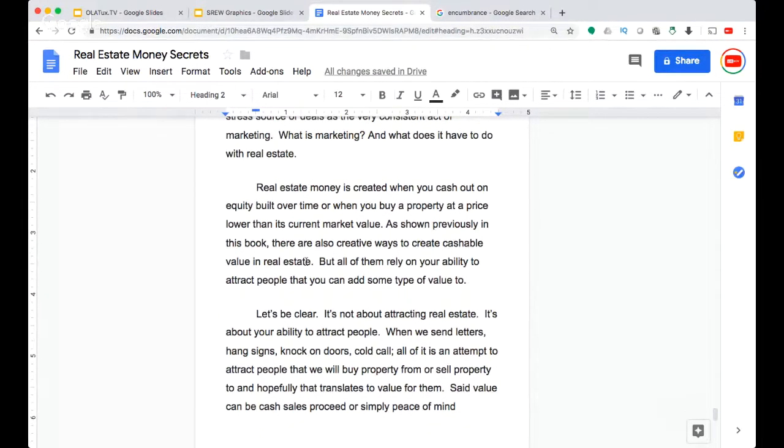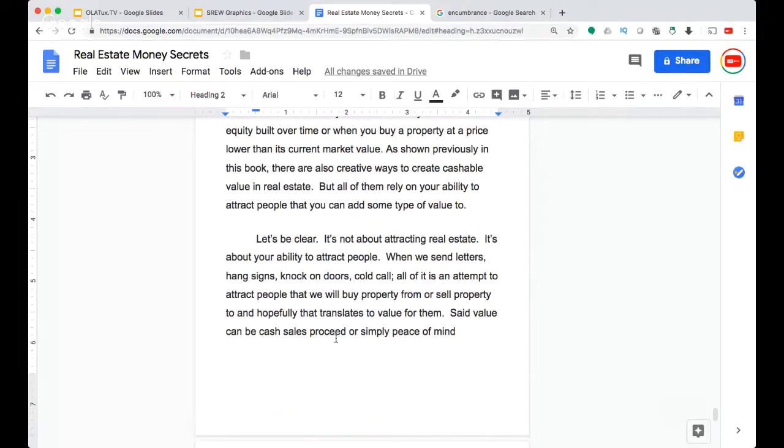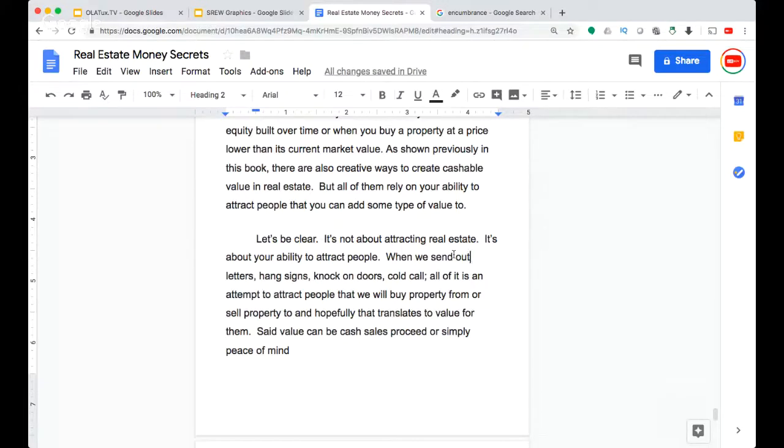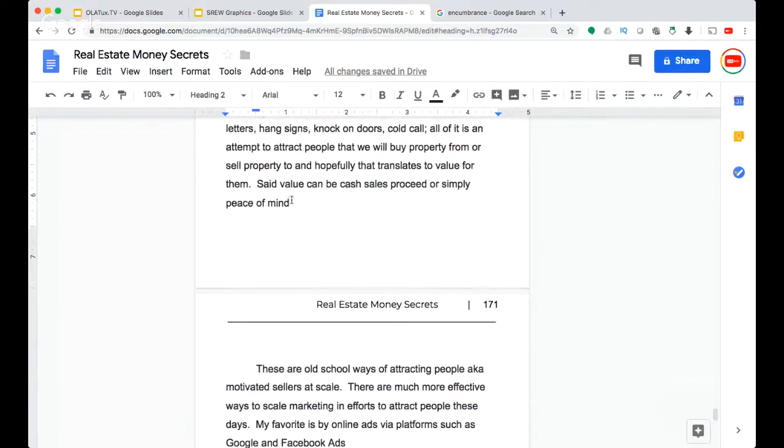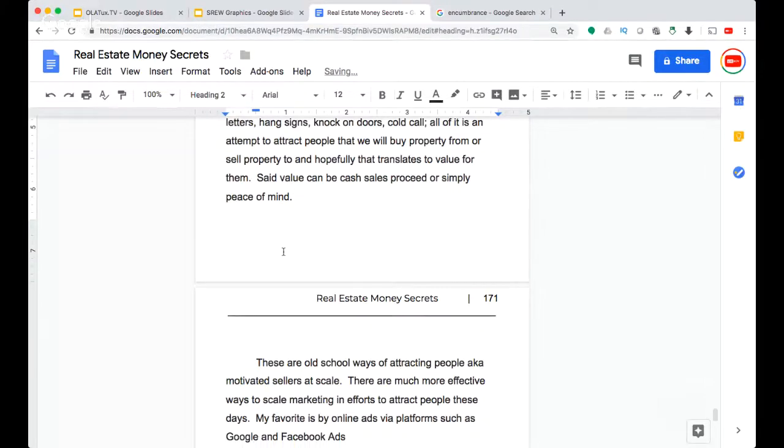As shown previously in this book, there are also creative ways to create cashable value in real estate, but all of them rely on your ability to attract people that you can add some type of value to. Let's be clear, it's not about attracting real estate. It's about your ability to attract people. When we send out letters, hang signs, knock on doors, cold call, all of it is an attempt to attract people that we will buy property from or sell property to, and hopefully that translates to value for them. Said value can be cash sales proceeds or simply peace of mind.